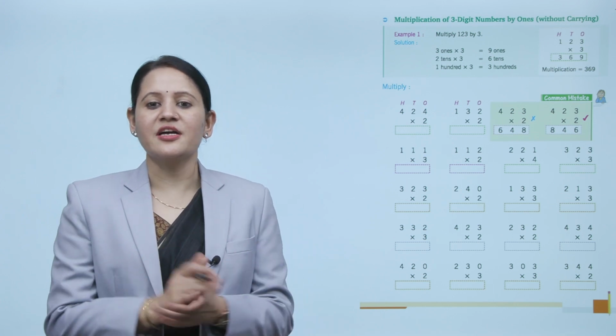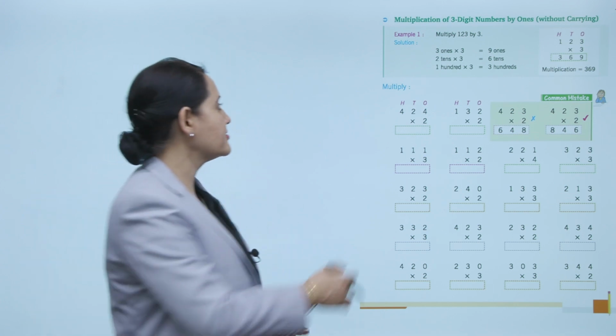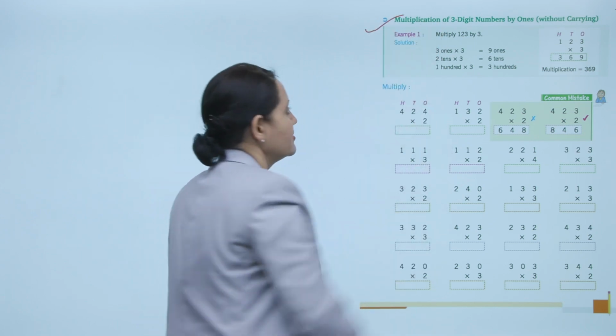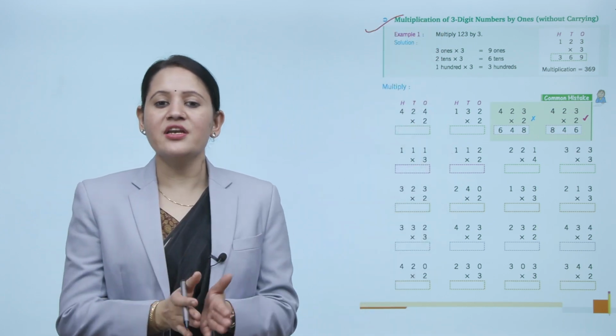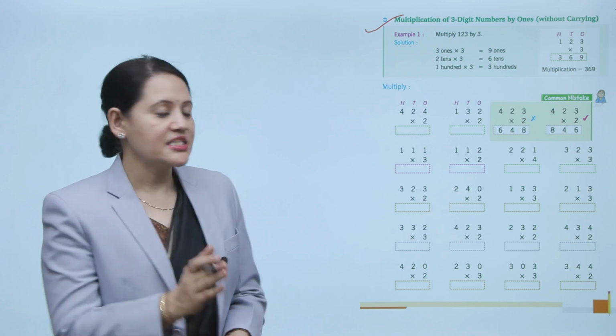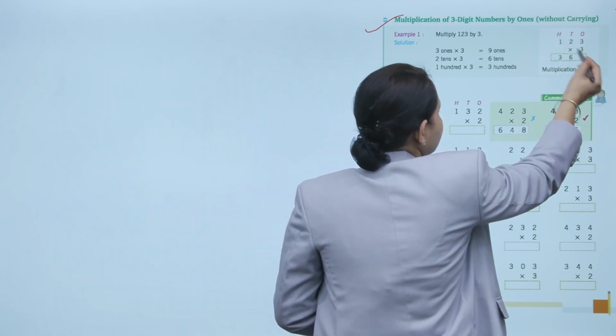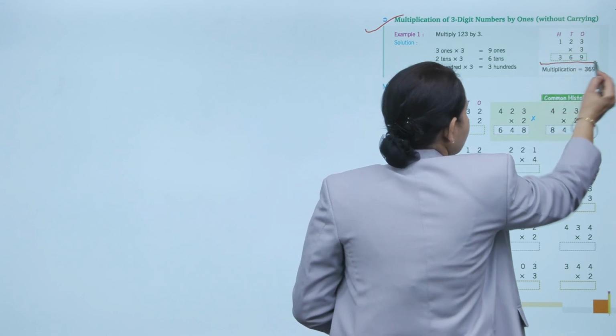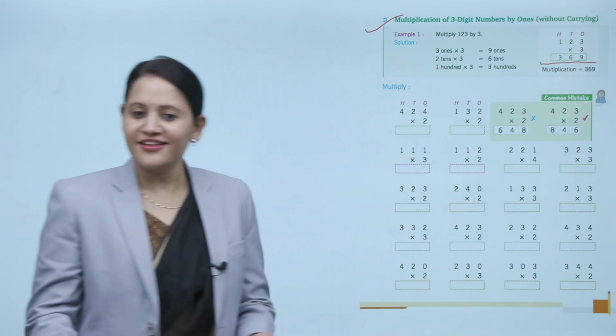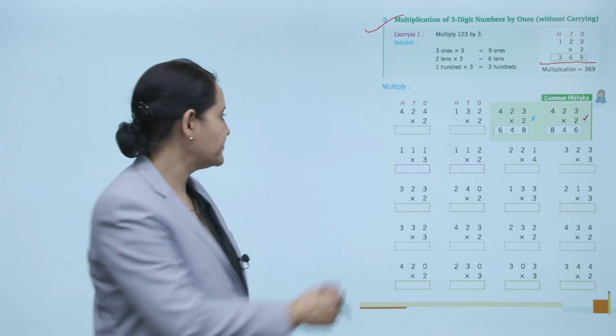Multiplication of 3 digit number by ones without carrying. Multiply 123 by 3. Start from ones. 3 threes are 9. 3 twos are 6. 3 ones are 3. So the answer is 369.